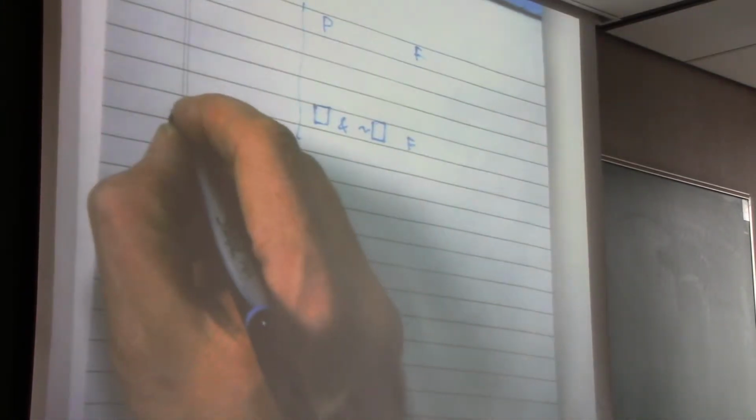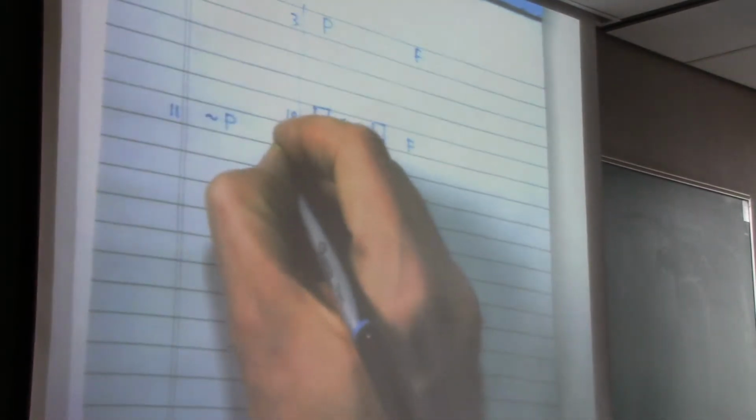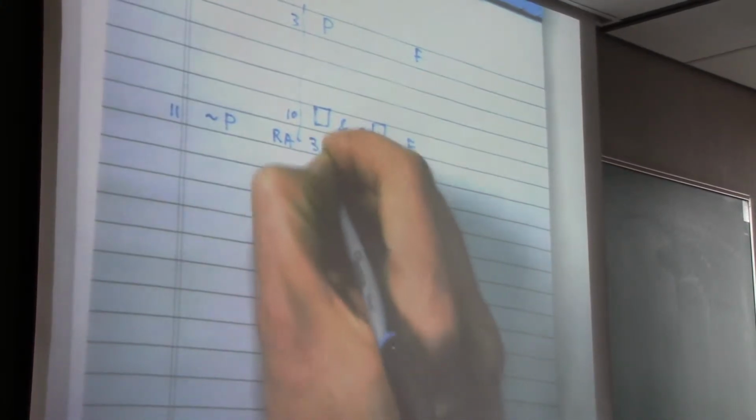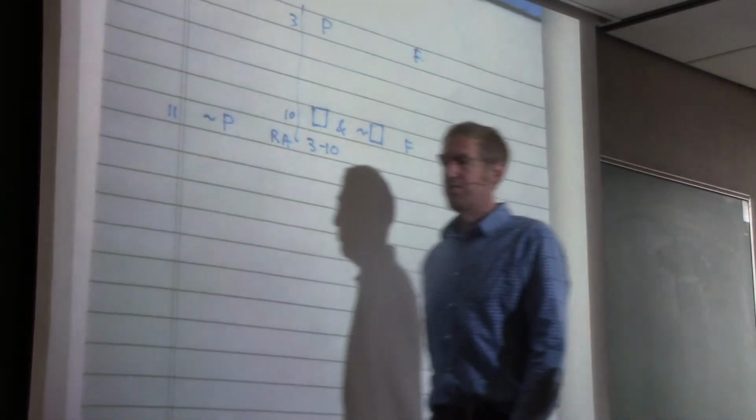But wait a minute. If you have disproved P, what have you proved? Not P. You've proved not P. If you've shown that P is false, you can say back in the real world, suppose this is line 10, then back in the real world, you have shown that not P is true. How have you shown it? Let's say this is line 3. You've shown it by reductio ad absurdum, RA, all the indented lines, 3 through 10. So that's how reductio ad absurdum works.